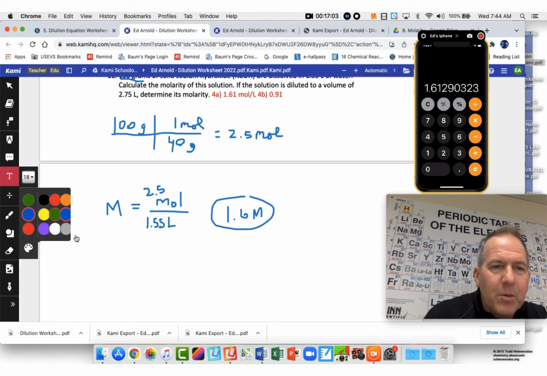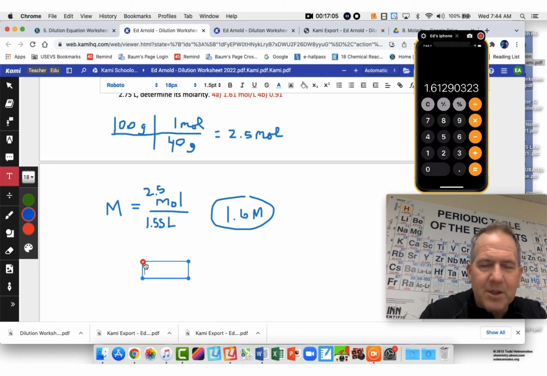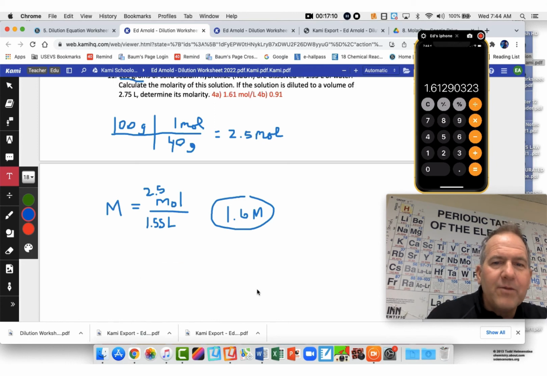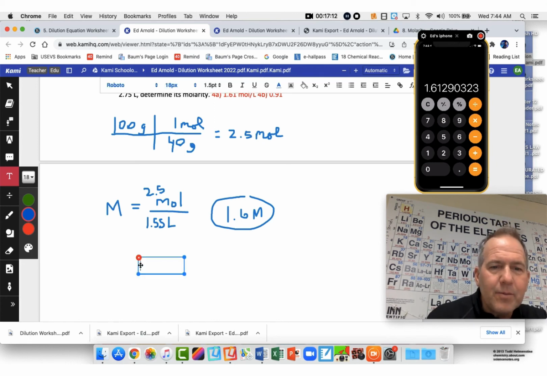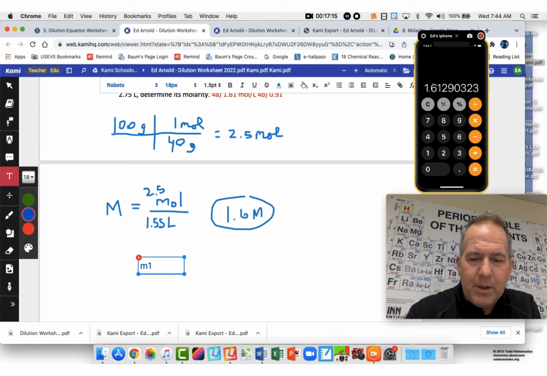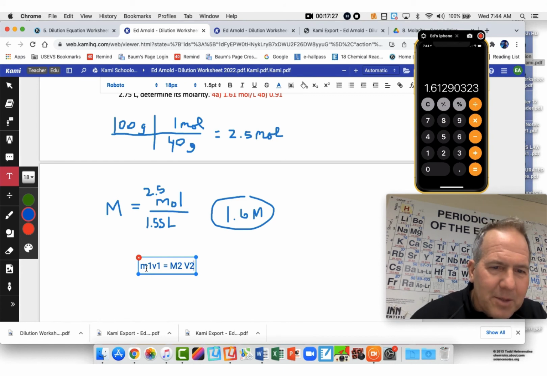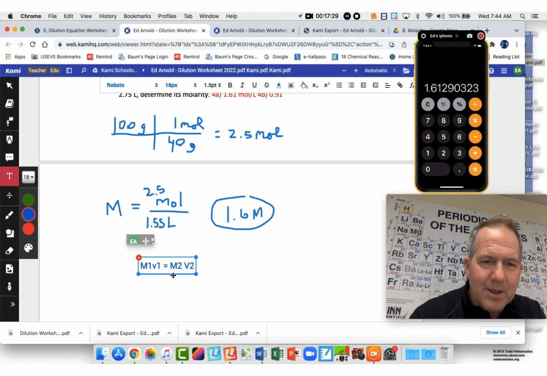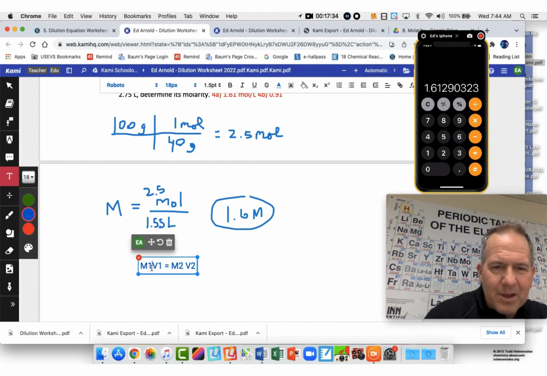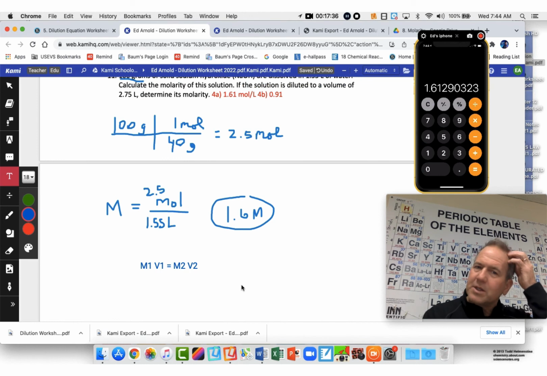And let's see if this equation is still in my calculator. It's not. So our equation is M1V1 equals capital M2 V2. I'm going to at least put a capital for that M because, you know, the kids will make fun of me if I don't. All right, there we go. So there's our equation. So we just have to sub the things in the right spots.